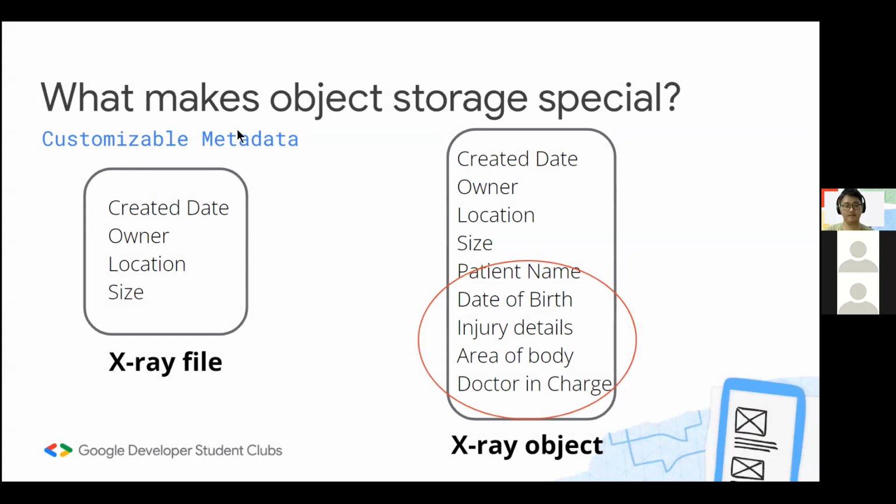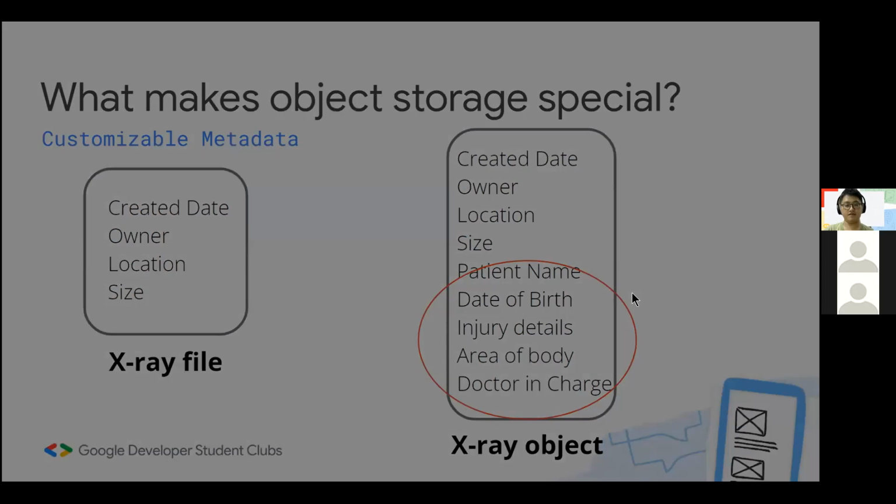Firstly, it is able to customize your metadata. So you might be thinking, what is metadata? Just treat metadata like a description, okay? So you describe the file. So in our typical file system like Windows 10 or Mac OS, normally, let's say we create an X-ray file for, let's say, the nurse in the hospital. Normally, they have the 4 characteristics of the file: the date of creation, the owner of the file, location, and the size of the file. However, if you upload this X-ray file to the object storage, you can further customize the description of the file, such as putting more descriptive details like patient name, date of birth, injury details, area doctor in charge, and so more. So this is very useful, and as it makes the file very descriptive, it will be very useful for stakeholders like doctors to retrieve the data as necessary.